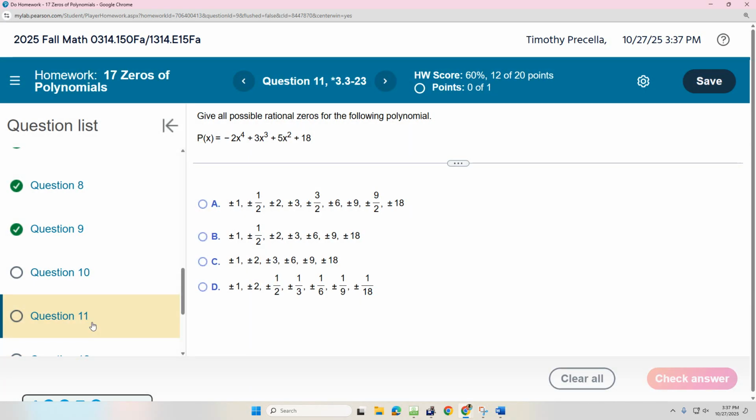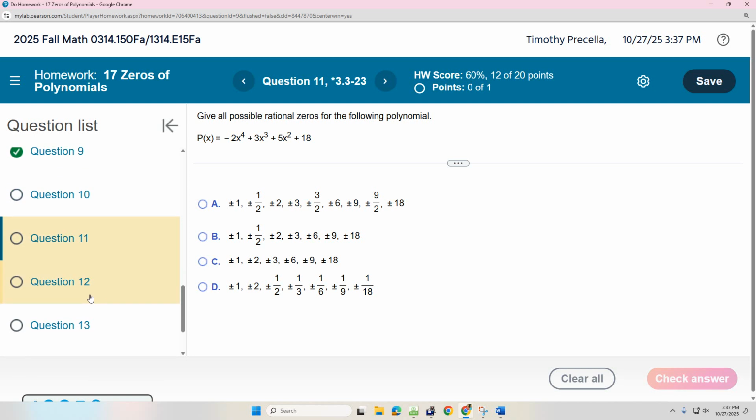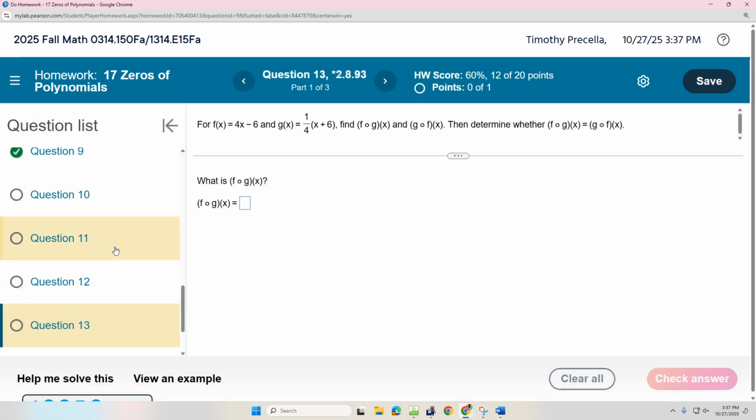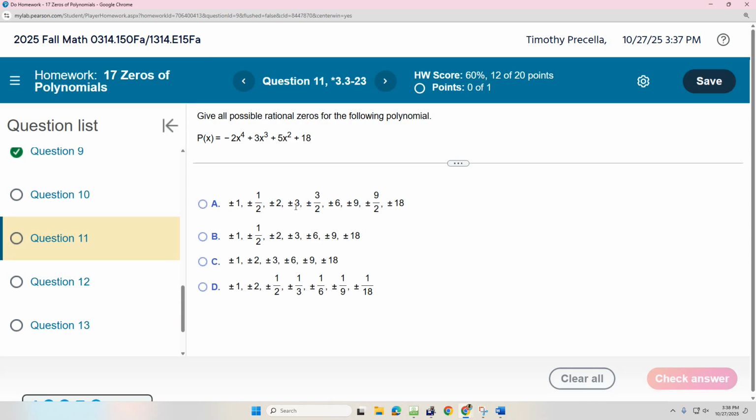9, 10, 11, 12, the same type of problem. The 13's reviewed. Let me see real fast what's 13. Okay. Hardly seems like we need to review that. Okay, that's a negative 2x to the fourth. I'm going to have to write some more now. Plus 3x cubed plus 5x squared plus 18.